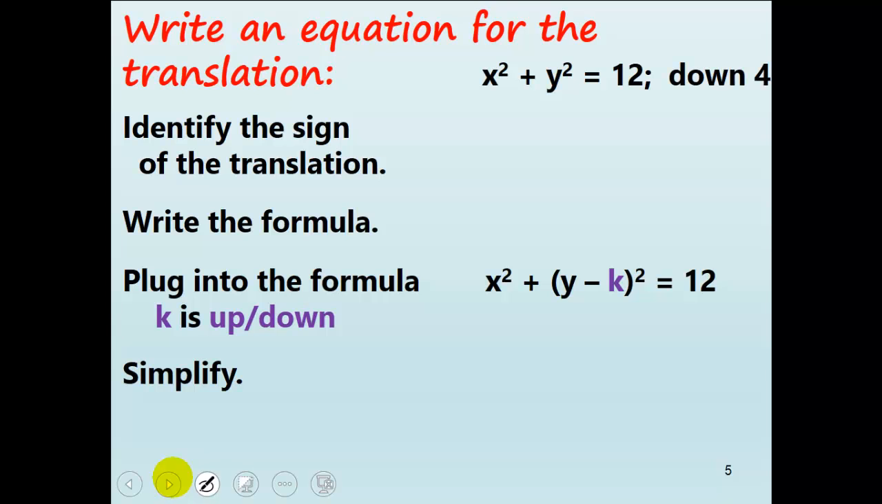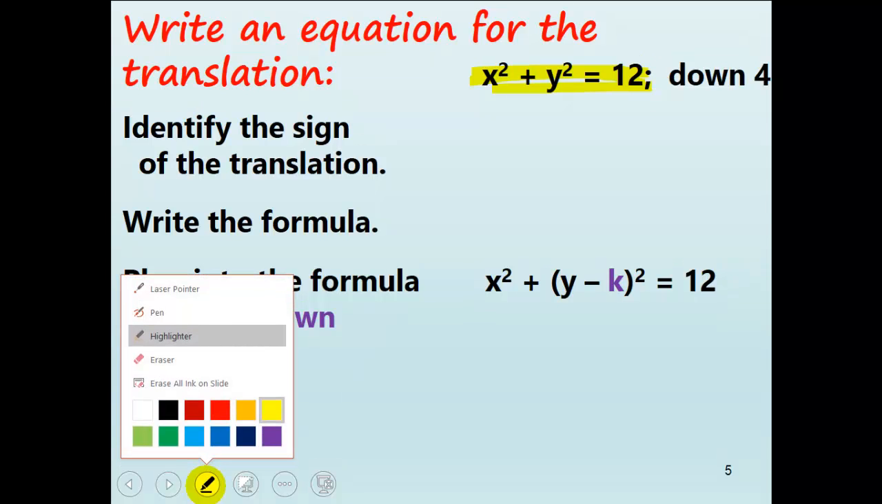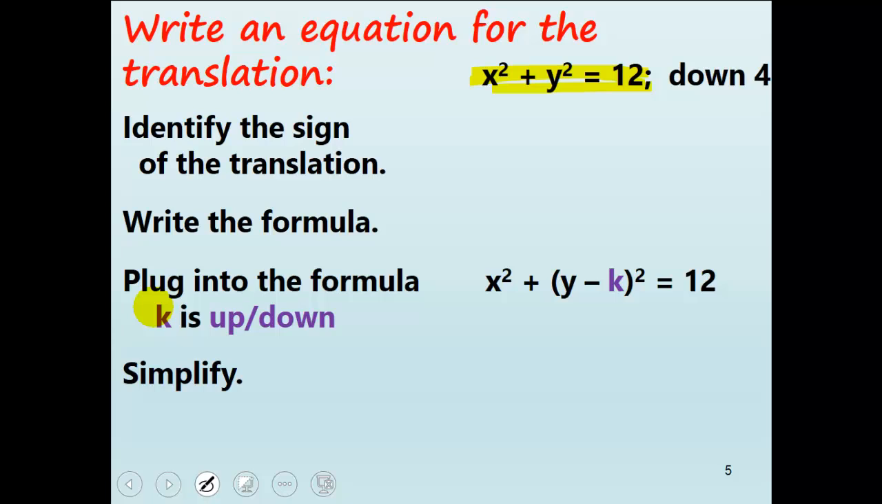All right, let's try another one. Let's write the translation of x squared plus y squared equals 12. I don't want to move it left or right. I just want to move it down. So there's no left, right, so my h is equal to 0. Down says -4, so my k is equal to -4.